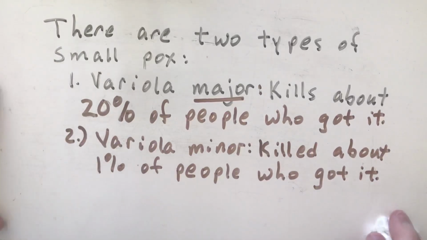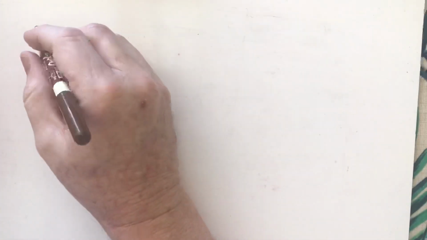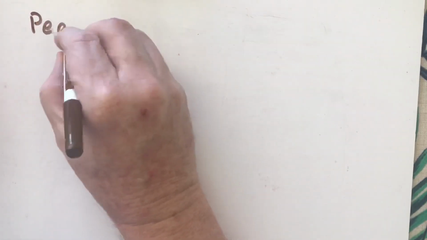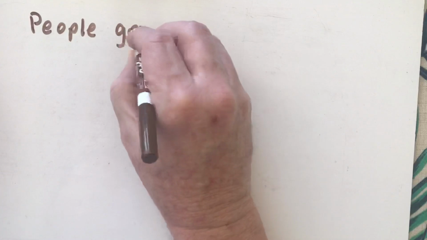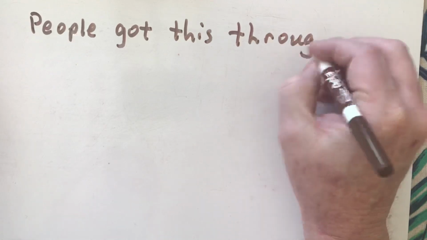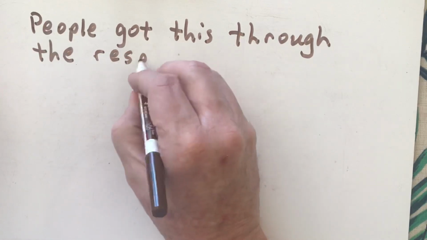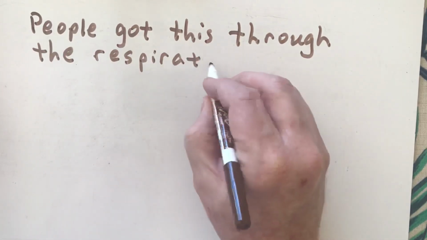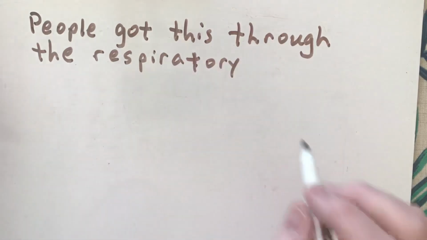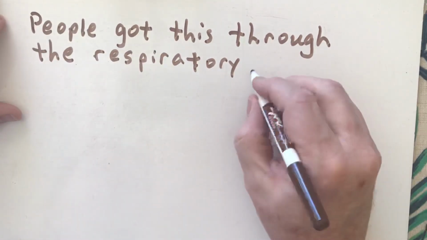The way that people got this was through the respiratory route. What does that mean? That means that they would breathe it in. Now, I don't know if back then in the Middle Ages they would actually know how diseases were spread. I don't know if this was more common before or after the plague, probably before because the plague killed so many people. So people get it through the respiratory route.